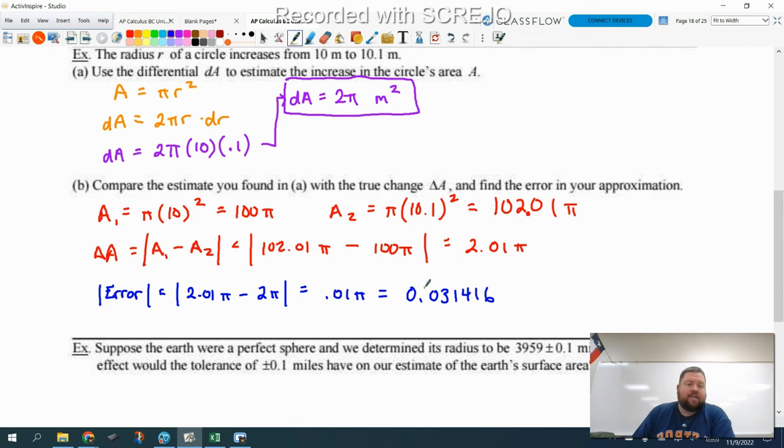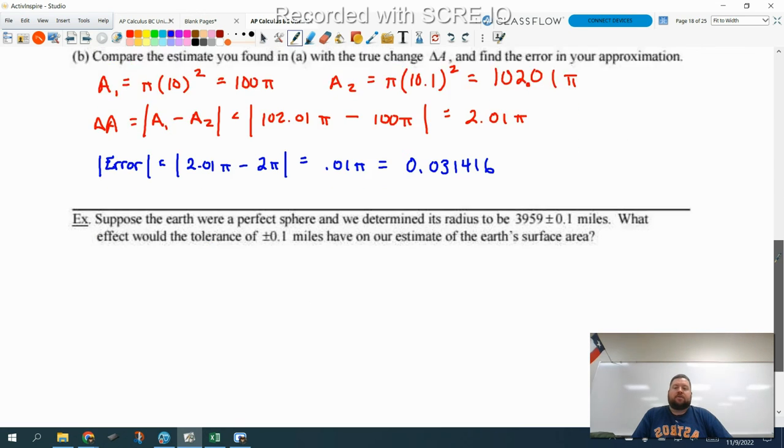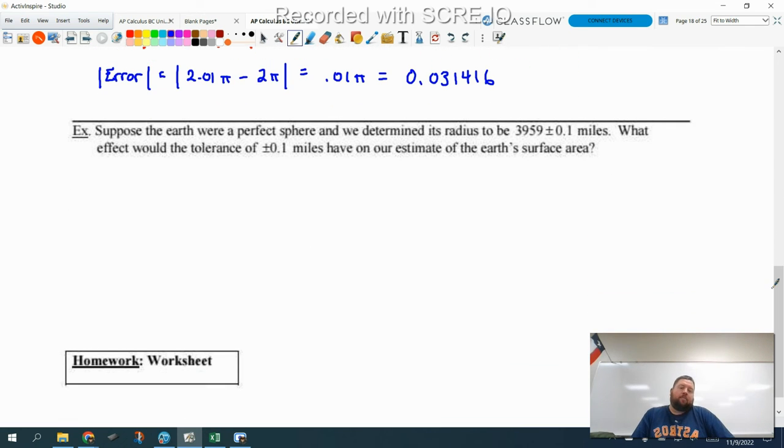All right, so again, not as good as our other ones. Our other ones were like 0.0001. So this is 0.03, so a little further off, but still a pretty decent approximation. We're still within 3/100ths of the true change, which is pretty good. All right, now as you start to scale things up, your approximations get worse and worse.